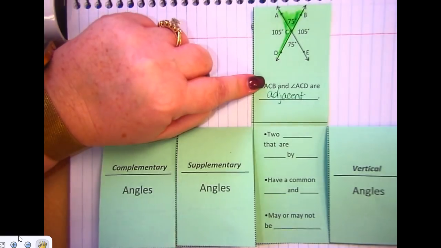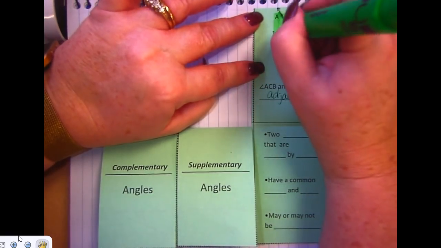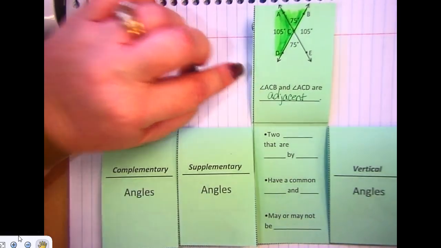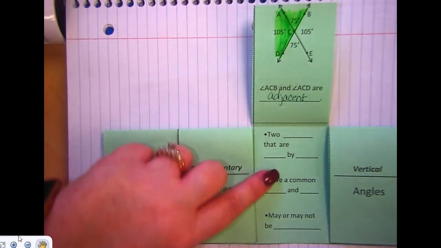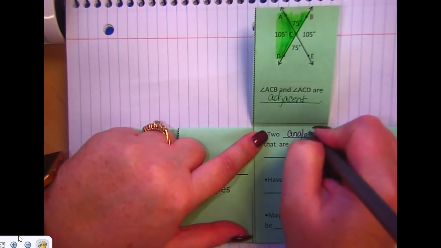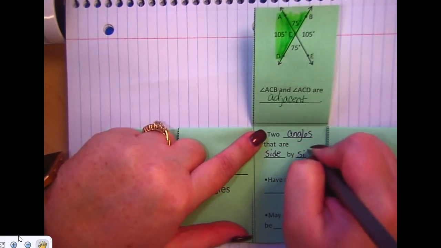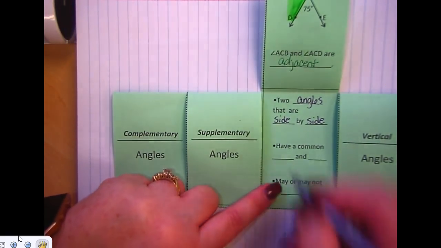You have to be able to identify angles, and then you have to be able to identify the relationship to the other angles. Those two are adjacent. So two, let's fill in the notes down here. Two angles that are side by side. They have a common vertex.